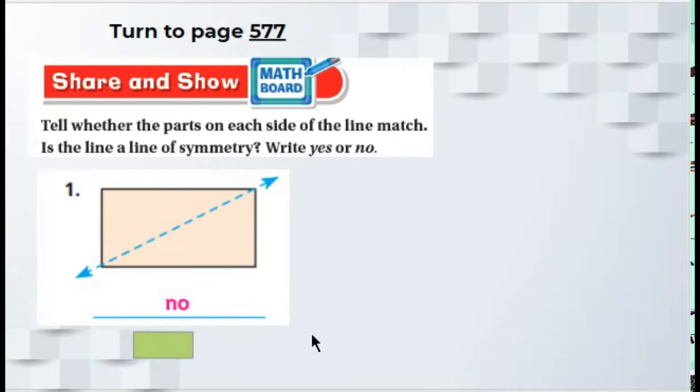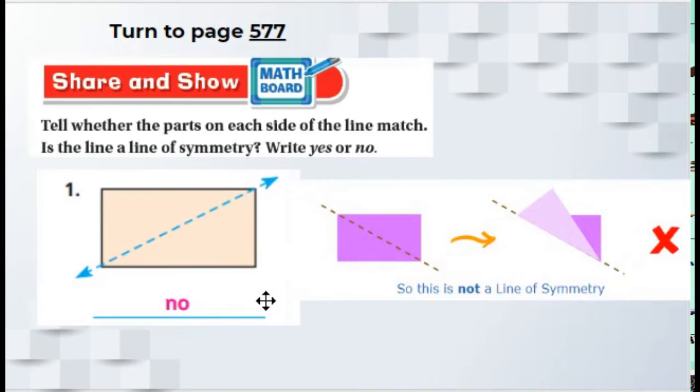It is not a line of symmetry. Now, a lot of you might be saying, what? Miss Kyle, are you kidding me? That looks like it should work. But in fact, if we were to look at a rectangle and flip it, this bottom corner would be way off at the top here.